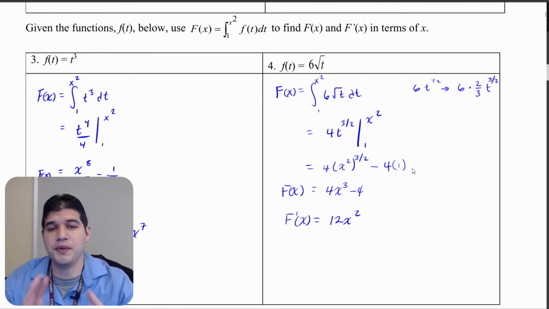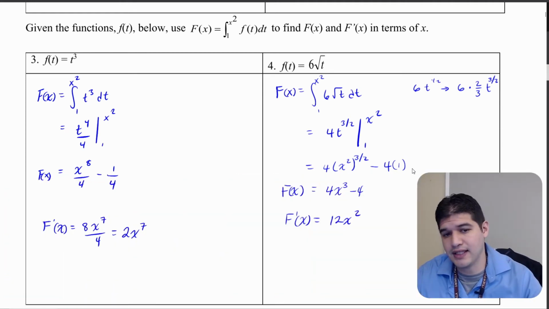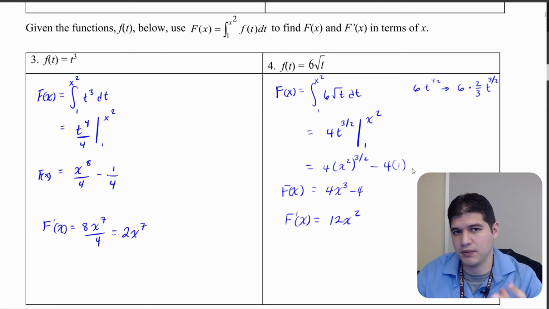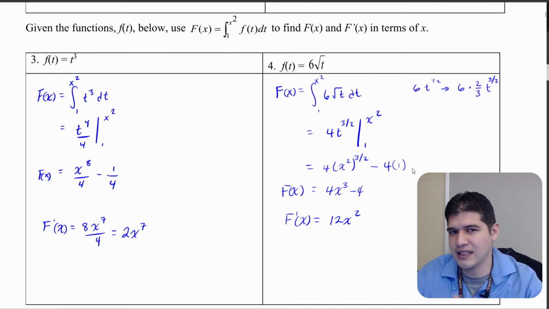Okay, so that's going to be both of the problems here. In our first one, what I did was find my antiderivative, substitute in x squared and 1 using the fundamental theorem of calculus that we've already learned about. And then I took the derivative: x to the 8th over 4, bring the 8 down, subtract 1, and simplifying it, I got 2x to the 7th for that derivative.